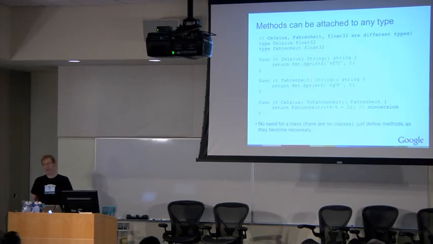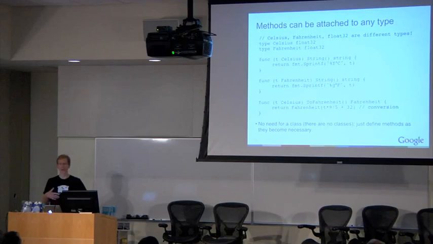So in Go, methods can be attached to any type, including your own built-in, your own float type or your own byte type or whatever. So here we declare two types, Celsius and Fahrenheit. These two declarations introduce two different types and they're not assignment compatible. This is very useful in a lot of situations.